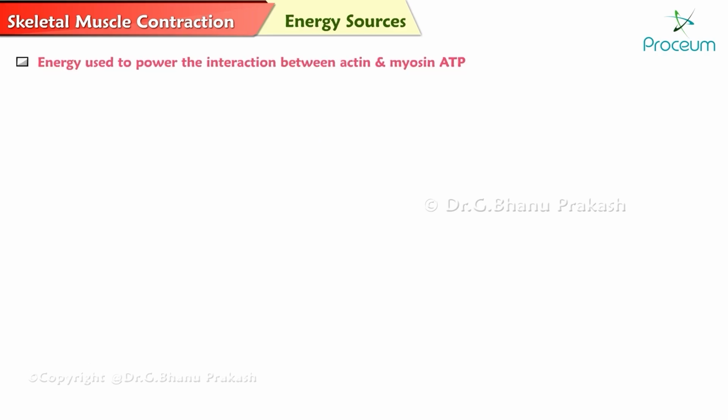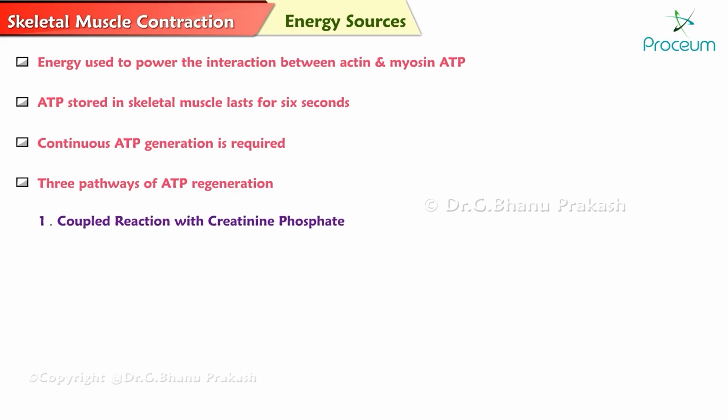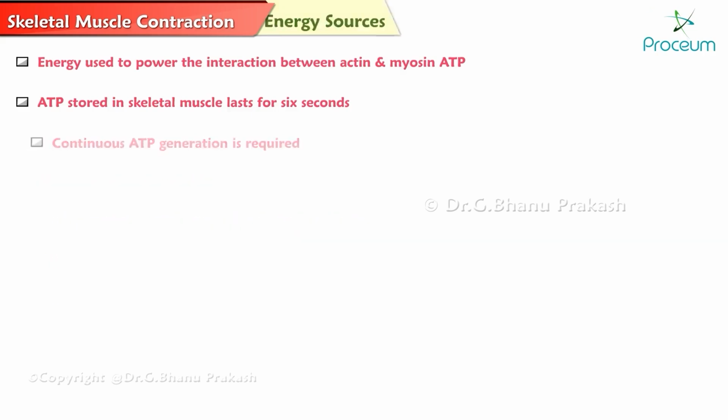Energy sources for contraction. The energy used to power the interaction between actin and myosin comes from ATP. ATP stored in skeletal muscle lasts only about 6 seconds. ATP must be regenerated continuously if contraction is to continue. There are 3 pathways in which ATP is regenerated: coupled reaction with creatinine phosphate, anaerobic cellular respiration, aerobic cellular respiration.